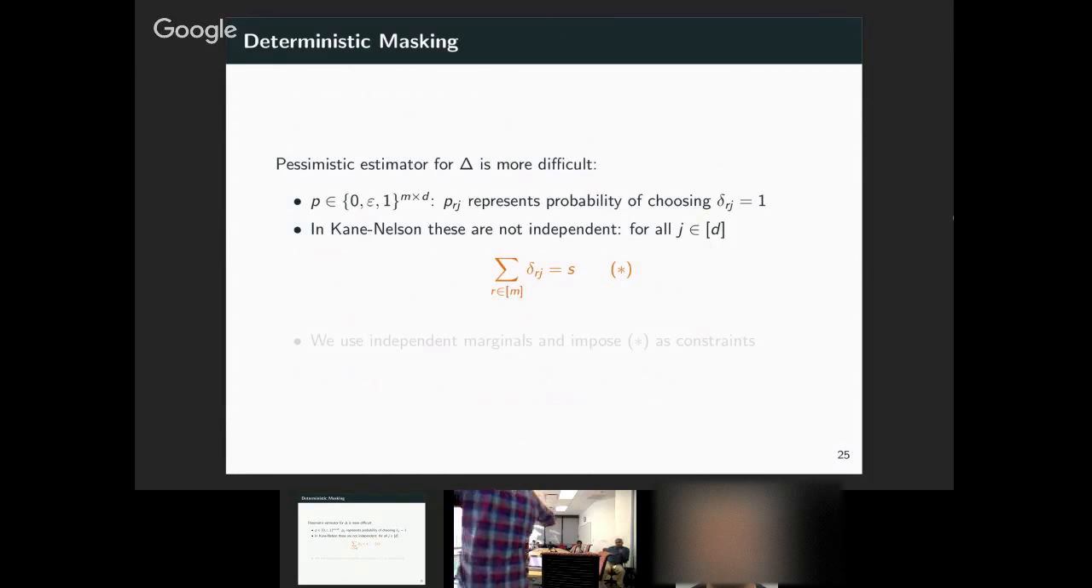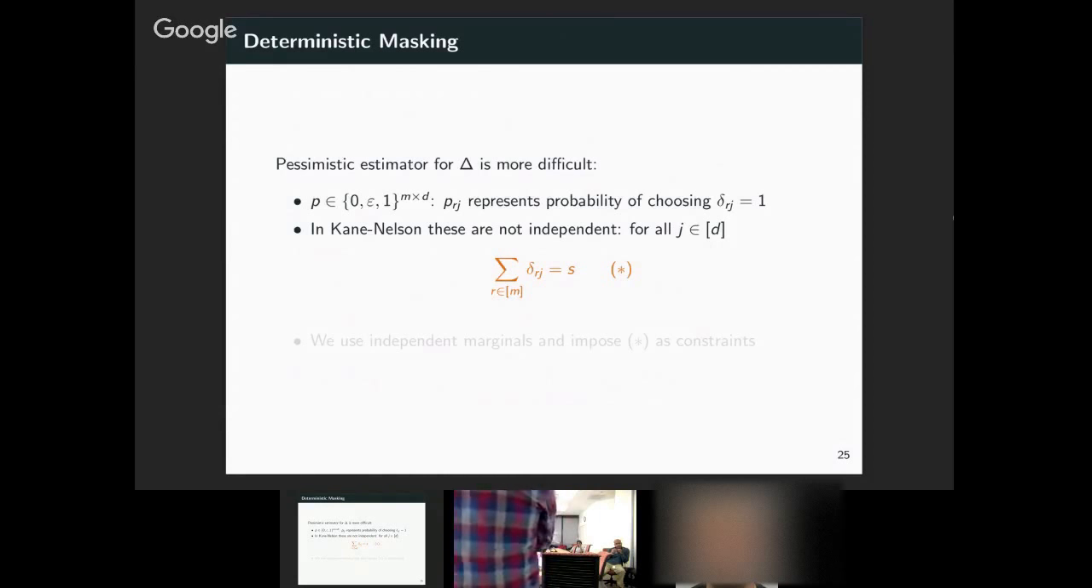So this p_ij represents the marginal probability of making that choice, of taking this coordinate. As I said, in the Kane-Nelson analysis, these choices are not independent. We have these constraints, right? So for every column, we're selecting s coordinates.